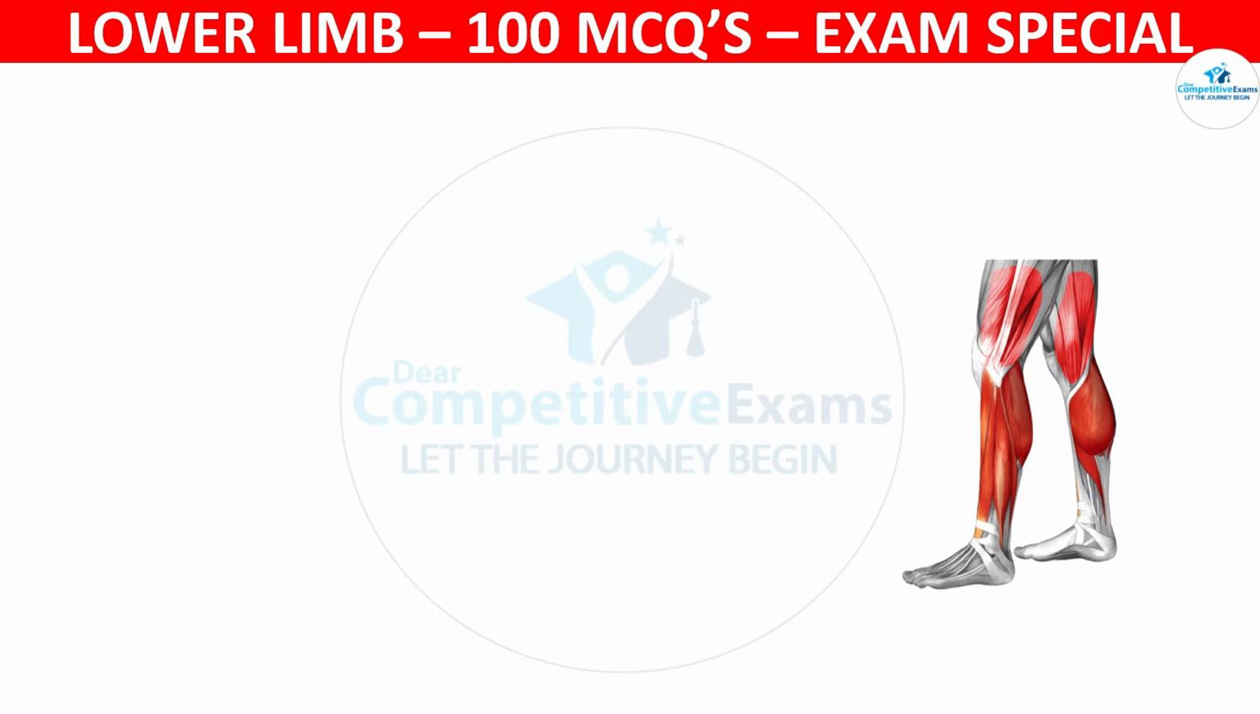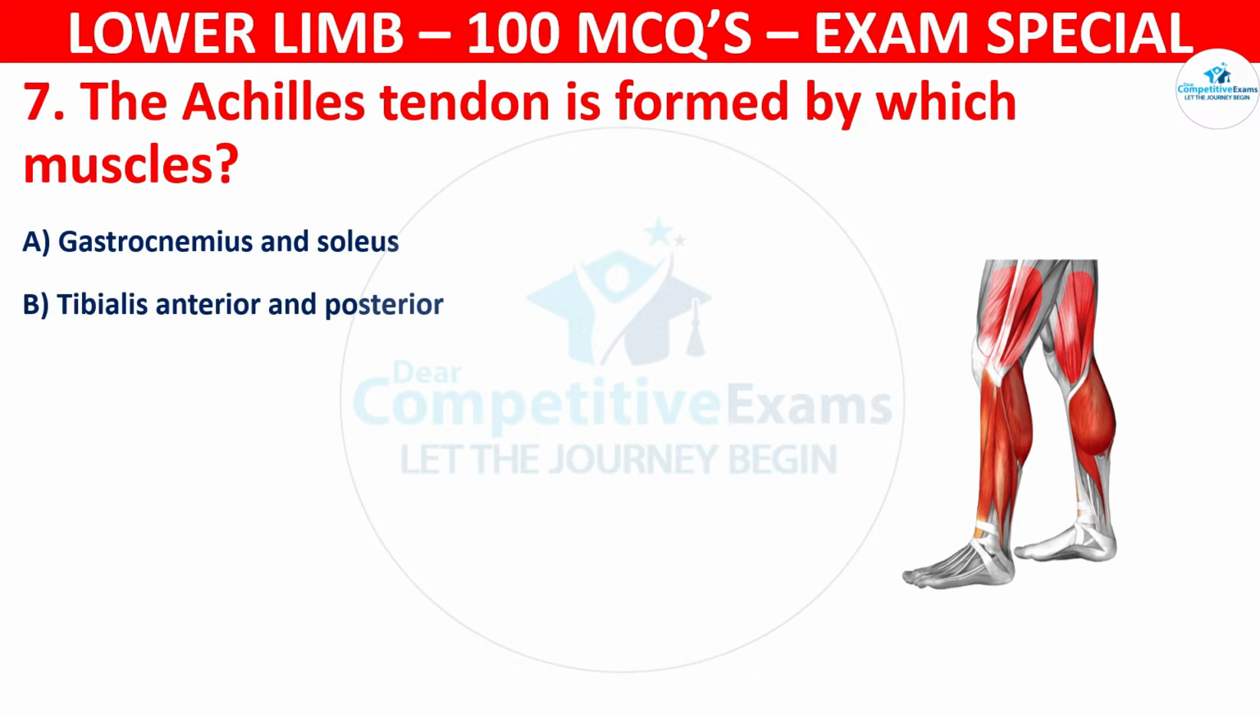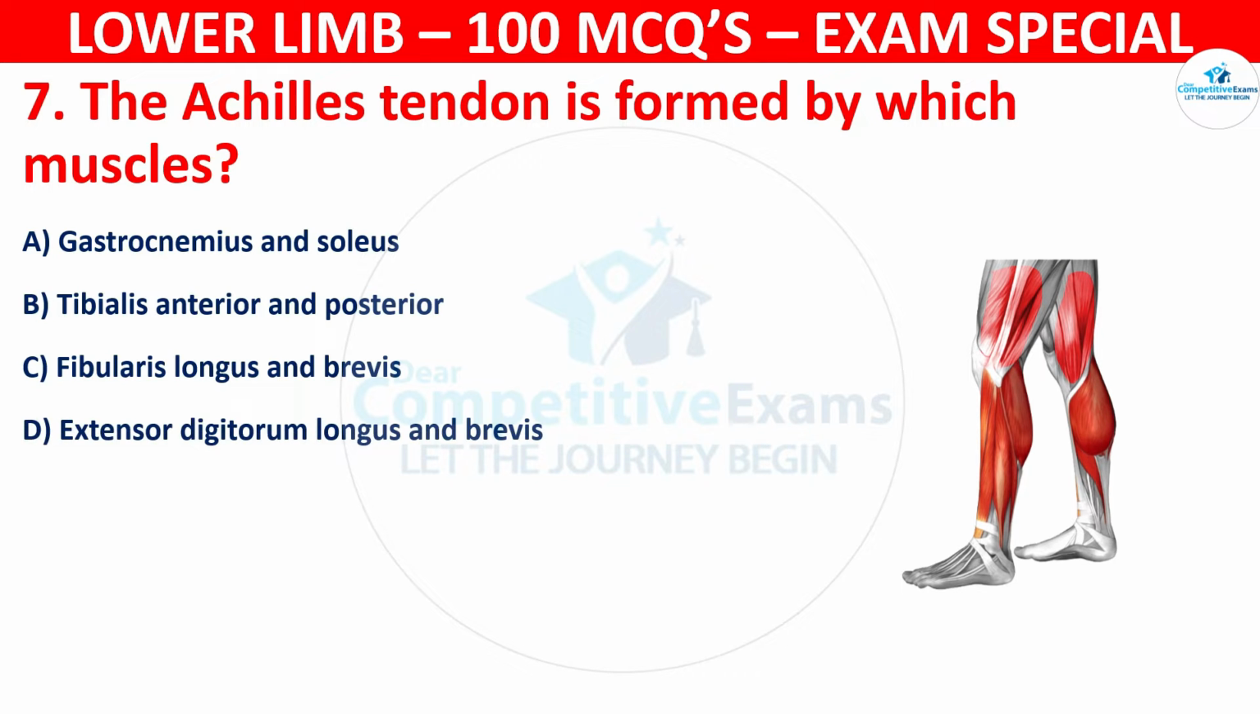Question number 7. The Achilles tendon is formed by which muscles? Your options are gastrocnemius and soleus, tibialis anterior and posterior, fibularis longus and brevis, or extensor digitorum longus and brevis? The correct answer is A, that is gastrocnemius and soleus.